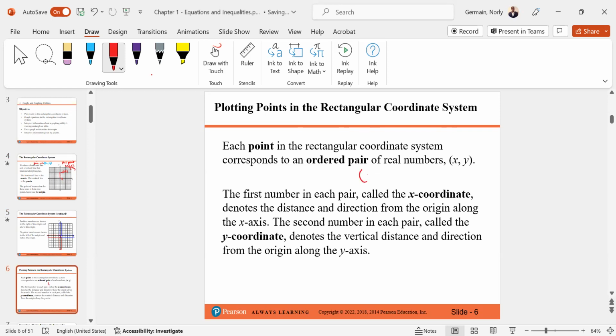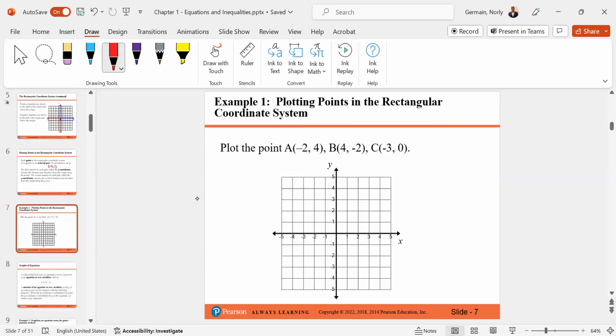As we said, if we have (-3, 1), we know x is -3. It's on the left of 0 on the horizontal axis, and y is 1, that means above 0 on the vertical axis. So the first number in each ordered pair is called the x coordinate, and the second one is called the y coordinate. So if they ask us to plot those points, how would you proceed?